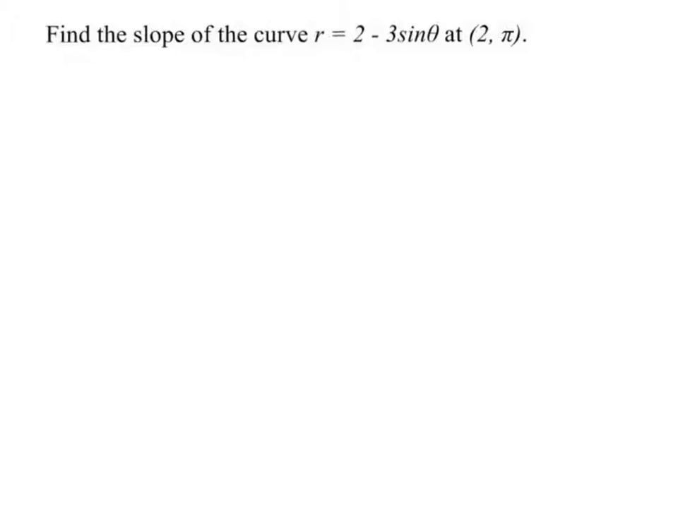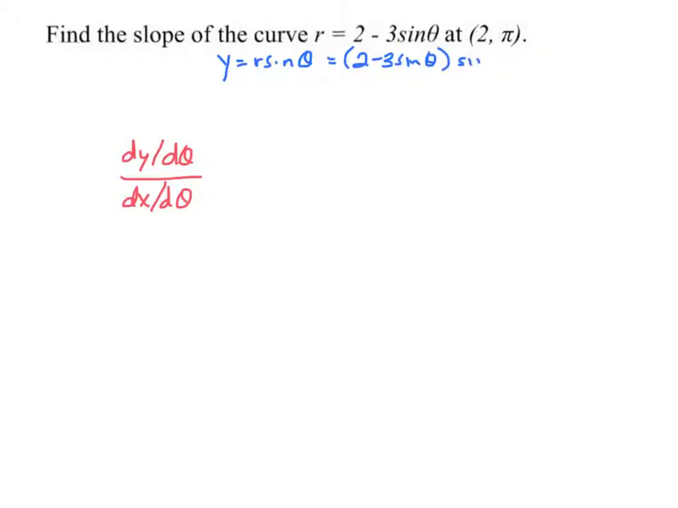Okay, in this one, we're going to find the slope. So let's remember derivatives in polar are dy d theta divided by dx d theta. So what we need to start by doing is reminding ourselves that y is r sine theta, so r multiplied by sine theta. And x is r cosine theta, which for us is r cosine theta.